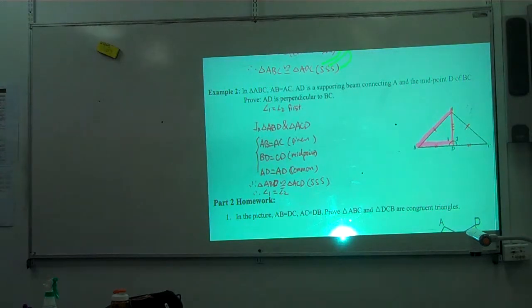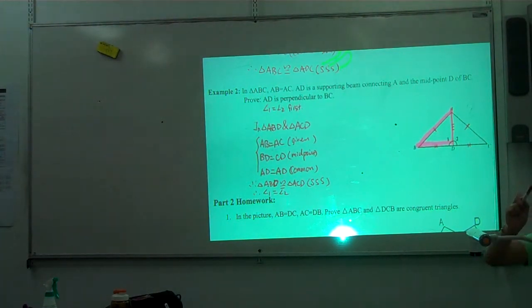If angle 1 equals angle 2 equals 90, this line is perpendicular to BC. Are they 90 degrees? No, because it doesn't have the square. You have to prove they are 90 degrees. That's why you are not given. So are they 90 degrees? Yes. Why? Because angle 1 equals angle 2.